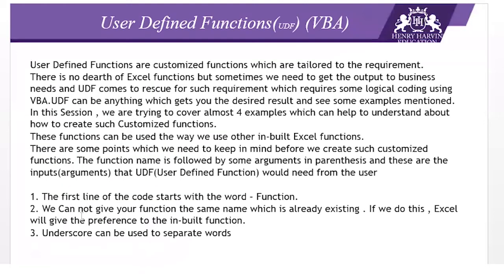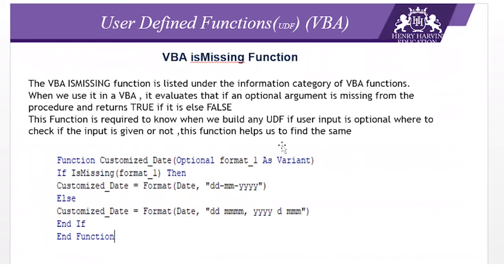Let me give you another point. The first line of the code starts with the word function, of course, we have done that. You cannot give your function the same name as one that already exists. If we do this, Excel will give preference to the inbuilt function. All right, so this is one of the best features in VBA.